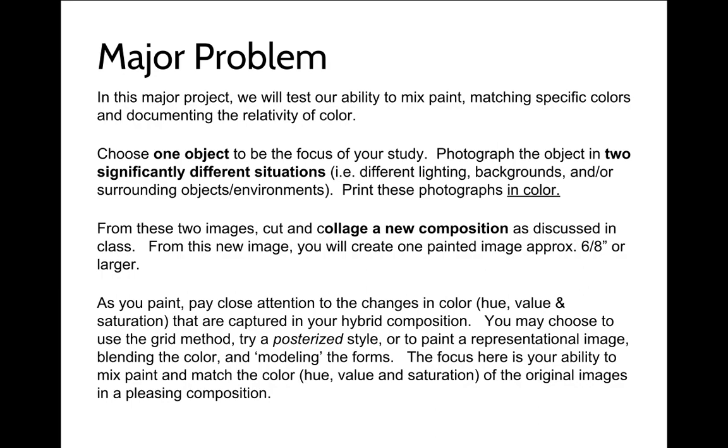And with those, you're going to actually cut and collage a new composition, making one composition out of the 2 photographs. You'll create one painted image that's about 6 by 8 inches or larger. If you want to go larger, you can always go bigger. As you paint, pay close attention to the changes in color that are captured in your new hybrid composition. You may choose to use the grid method, try a posterized style, or paint a representational image blending the color.